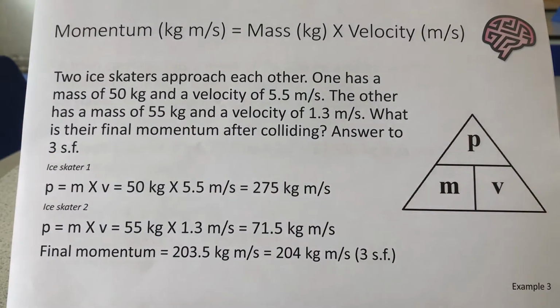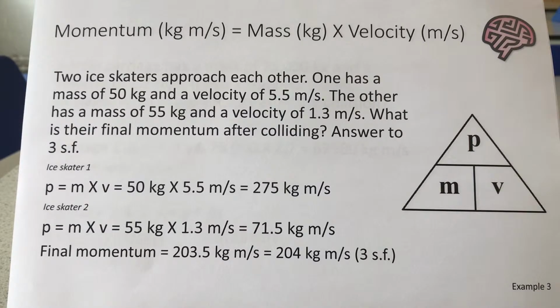Two ice skaters approach each other. One has a mass of 50 kilograms and a velocity of 5.5 meters per second. The other has a mass of 55 kilograms and a velocity of 1.3 meters per second. What is their final momentum after colliding? Answer to three significant figures.